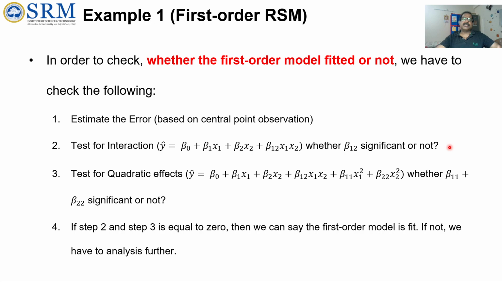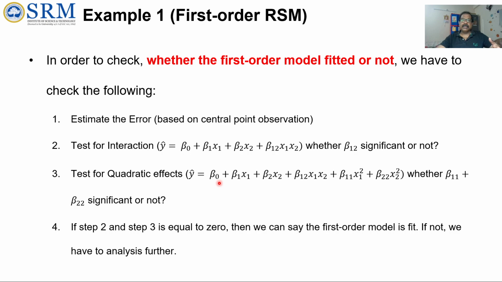The third step is the test of quadratic effects. Here we are adding one more term, the quadratic term, and we have to check whether the summation of beta 11 plus beta 22 is significant or not. So the 3 main steps are: one, estimate the error based on center point observation. Second, the test of interaction, whether beta 12 is significant or not. Third, the test of quadratic effects, whether beta 11 plus beta 22 is significant.